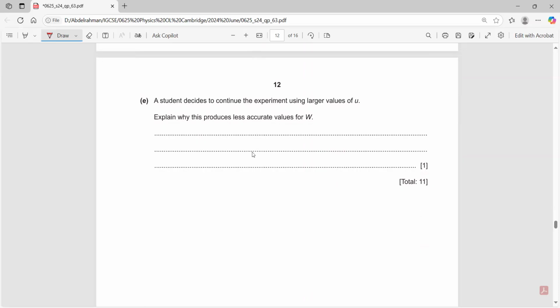So the height of the image would be smaller, and therefore this would be more difficult to measure, right? The image gets smaller, which is more difficult to measure. It gives a lot more errors.